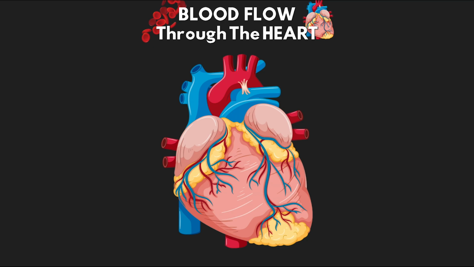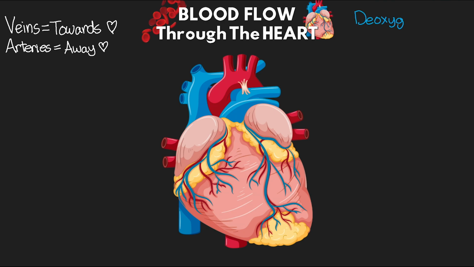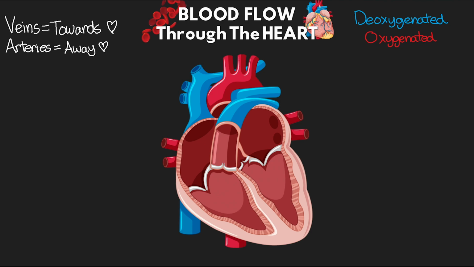We do, though, need to start off with some basic foundations before we begin. So when I'm talking about veins, I'm talking about blood vessels that are carrying blood towards the heart, and then arteries are then blood vessels carrying blood away from the heart. And then for the sake of our drawing, blue is going to be used to signify deoxygenated blood, and red is going to be our oxygenated blood. So with that out of the way, let's go ahead and take a look inside the heart so we can see some of the structures here.